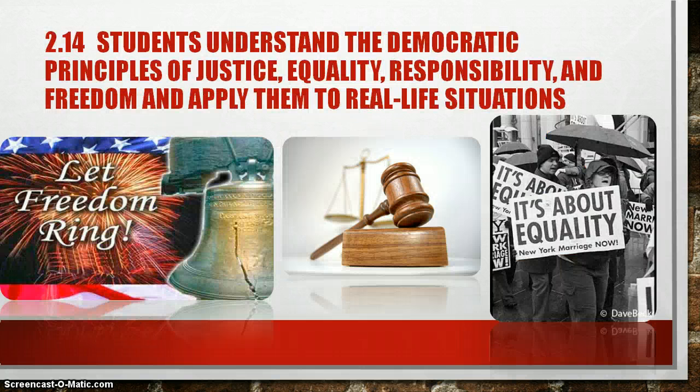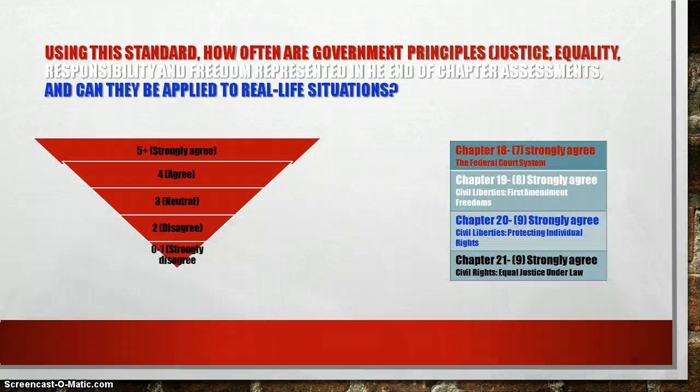The first standard I'm going to use to analyze the textbook is Standard 2.14. Students understand the democratic principles of justice, equality, responsibility, and freedom and apply them to real-life situations. I used the Likert scale to interpret my key question, which was, using this standard, how often are government principles, justice, equality, responsibility, and freedom represented in the end of chapter assessments, and can they be applied to real-life situations?